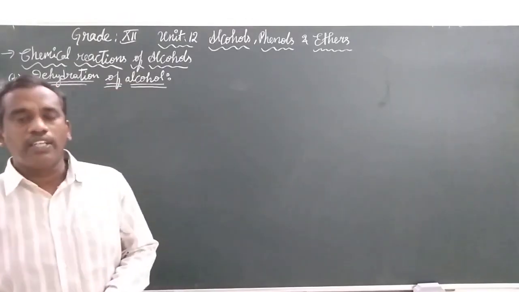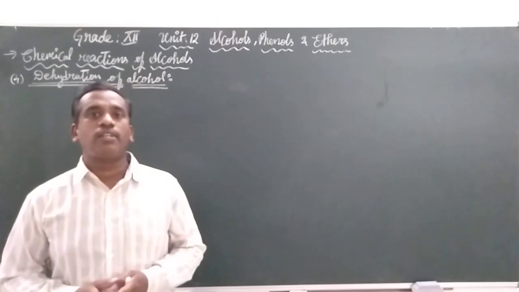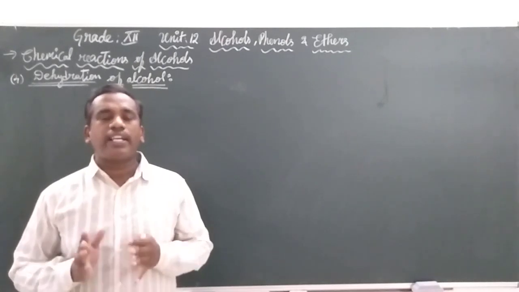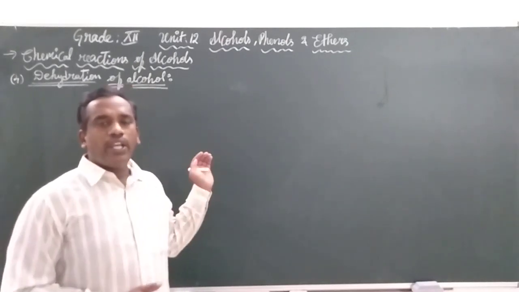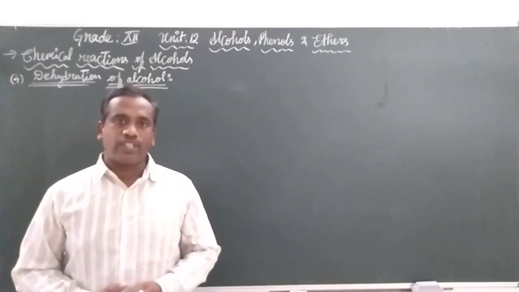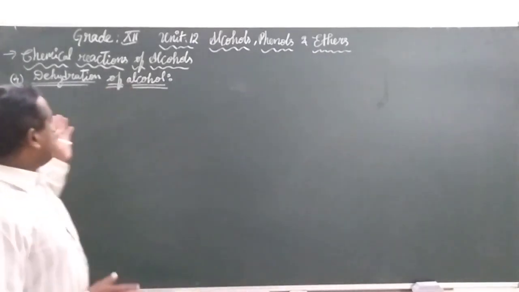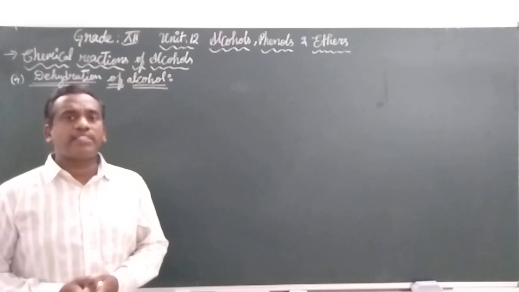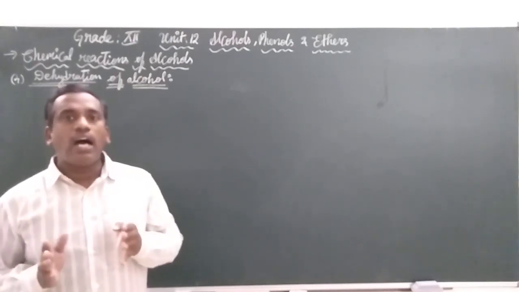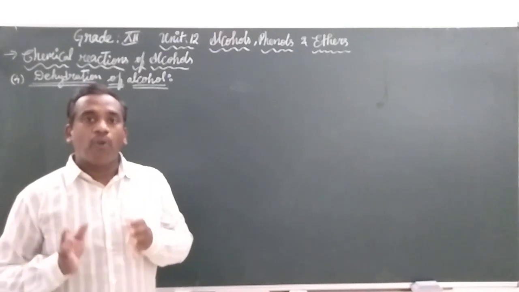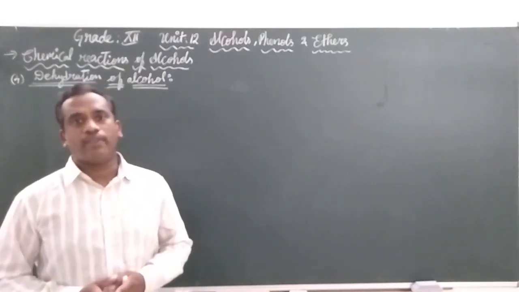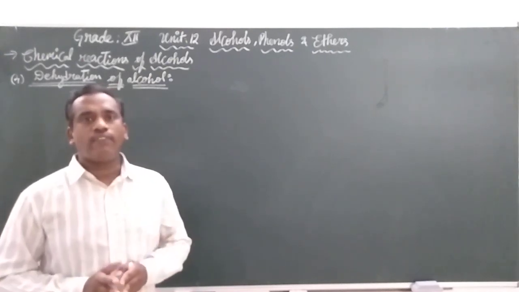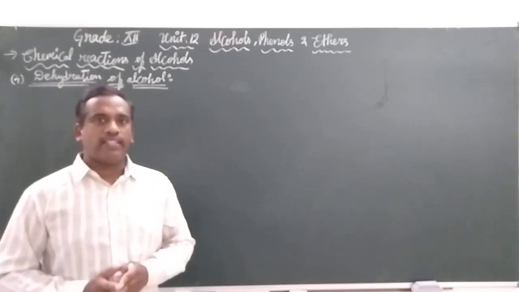Hi students, in our previous videos we had discussed the chemical reactions of alcohols, and still in the same chemical reactions of alcohols we are there in the last chemical reaction, that is the dehydration of alcohols. In this process, from the alcohol molecule, a molecule of water will be eliminated in the presence of a protonated acid.